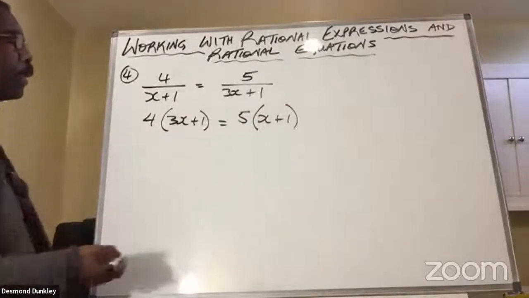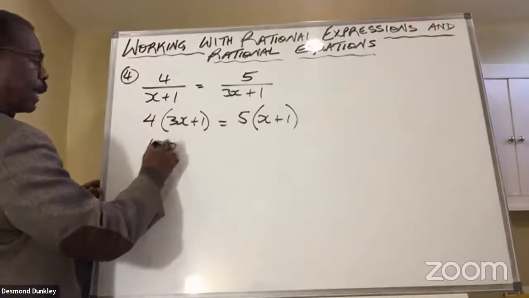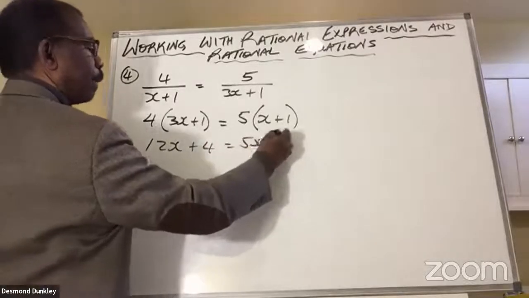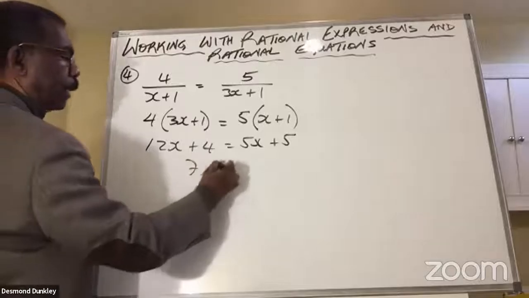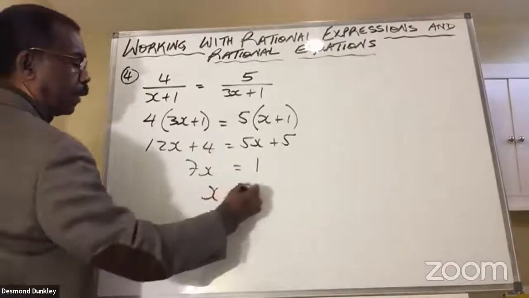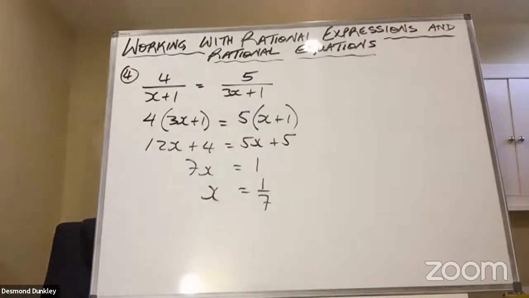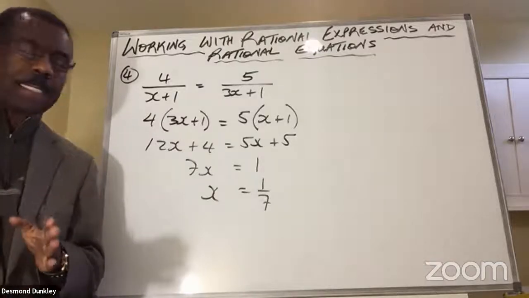And now it's an easy question. We just expand: 12x plus 4 equal to 5x plus 5. Subtract 5x, 7x equal to subtract 4, 1. So therefore x equal to 1/7. Math remains the same. The math remains the same.